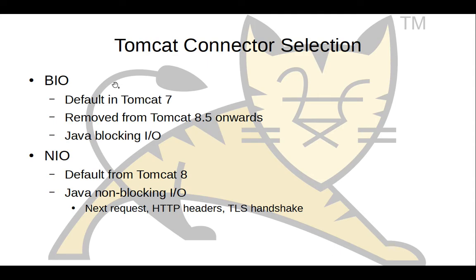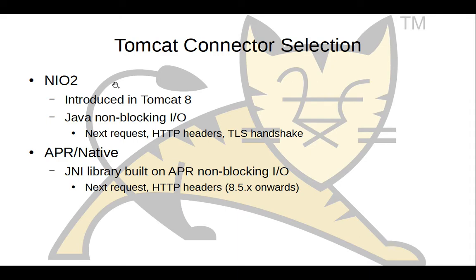NIO2, that's in 8 as well. That's non-blocking in the same places that NIO is. APR native, that's the JNI library that we've been talking about that's built on top of APR and OpenSSL. That's non-blocking for the next request in the headers. It's blocking for the TLS handshake. And the headers non-blocking was added from 8.5.